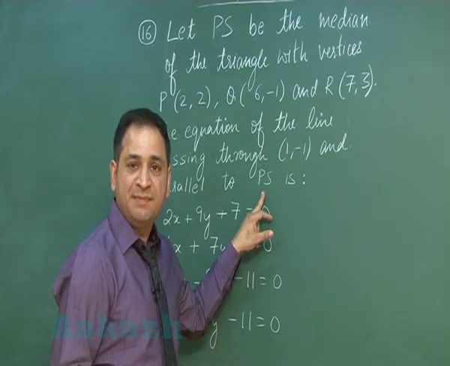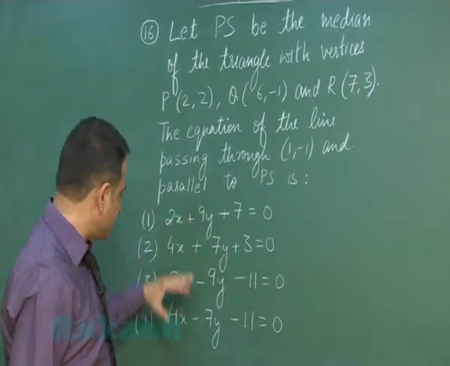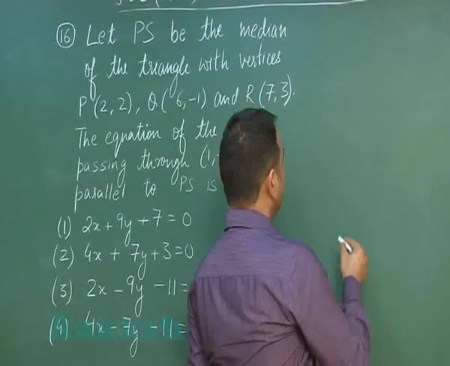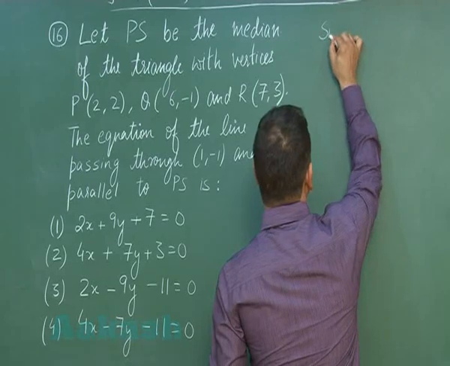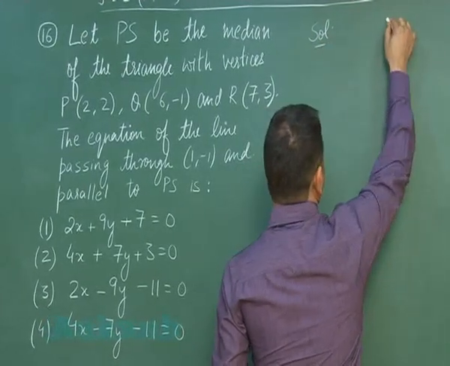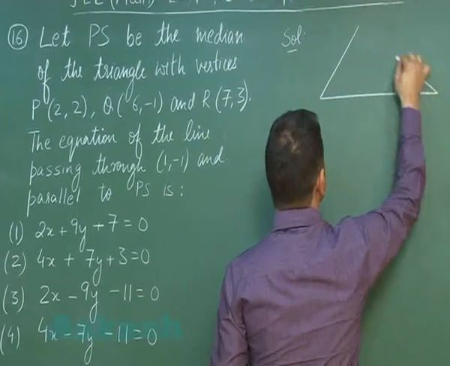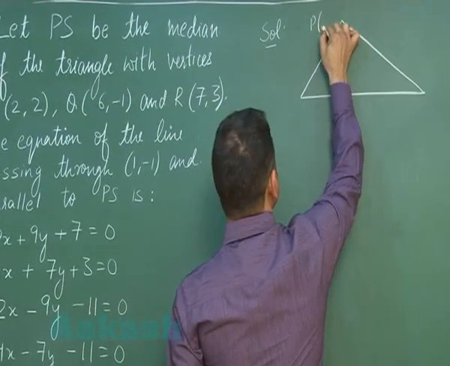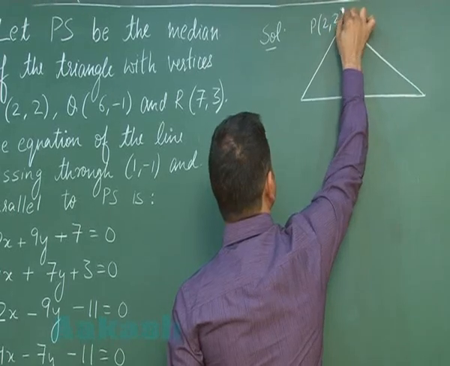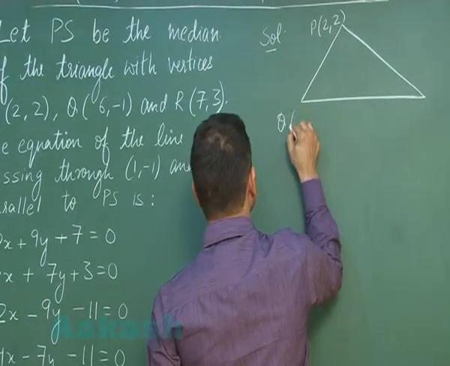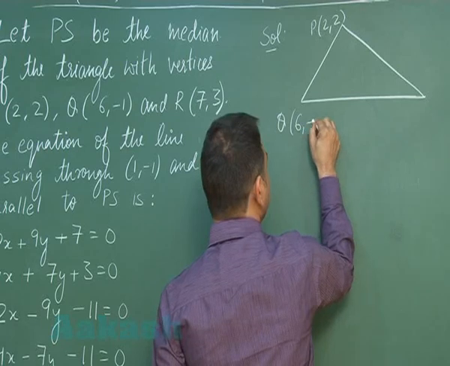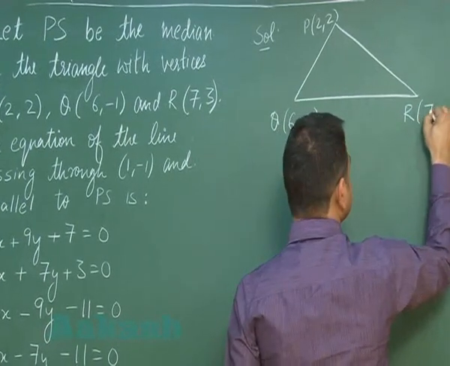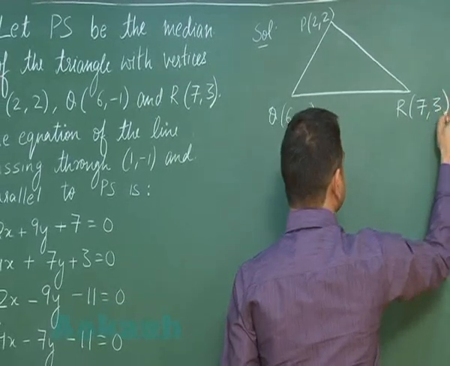Note PS is the median. These are the options. Now let us see how to go about it. A very easy problem. Now this is a triangle. Point P is given to us. It is (2, 2). Point Q is (6, -1) and point R is (7, 3).